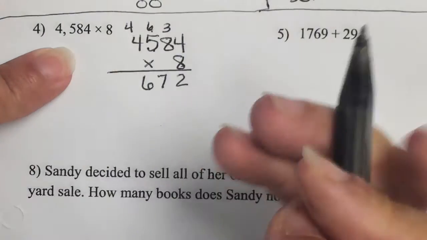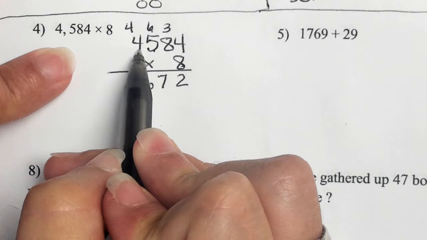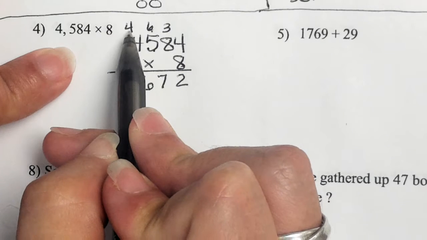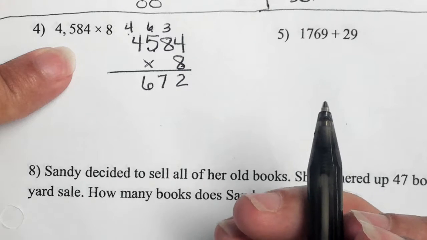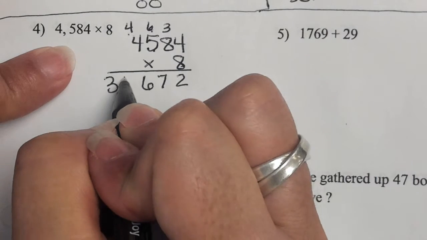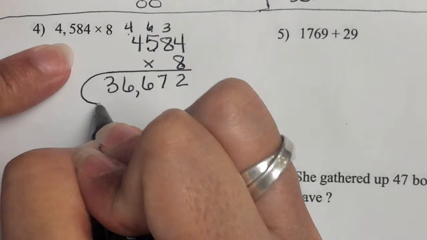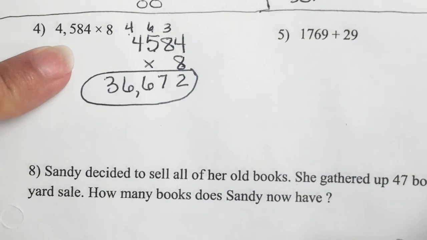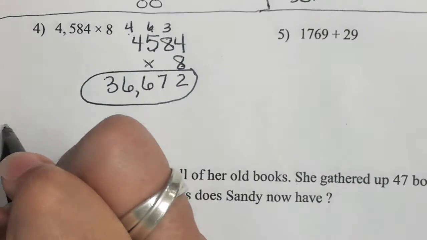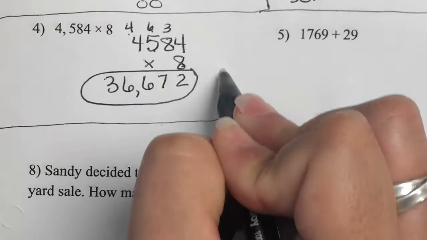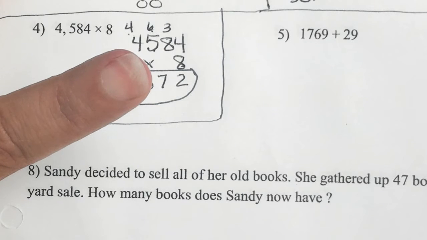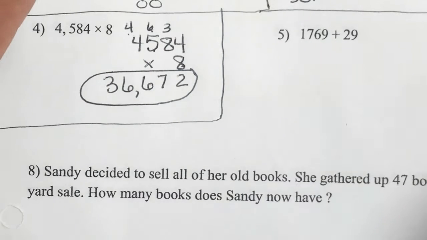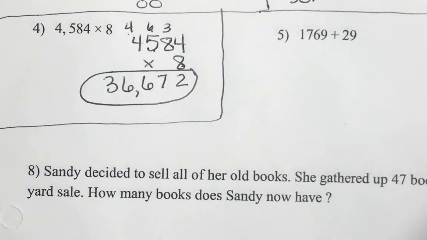46. And then 8 times 4 is 32. Plus 4, 36. I was counting myself, I won't lie. So there's that one. Good on that one? 36,672. Okay. Yes, add and subtract. So that's not too bad.